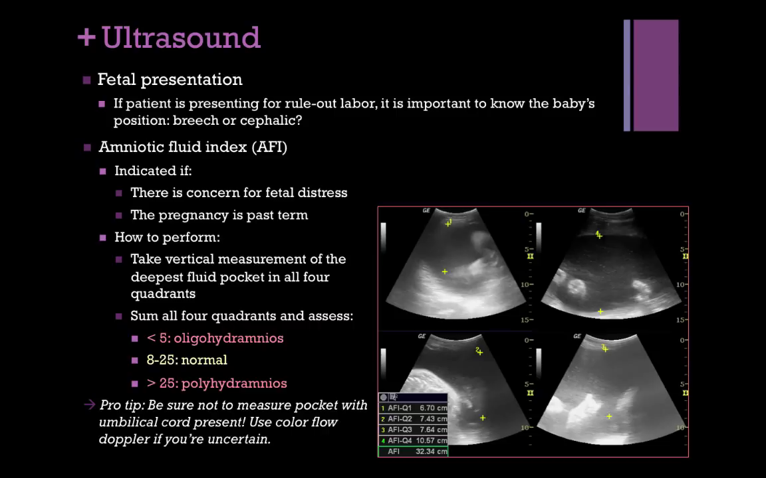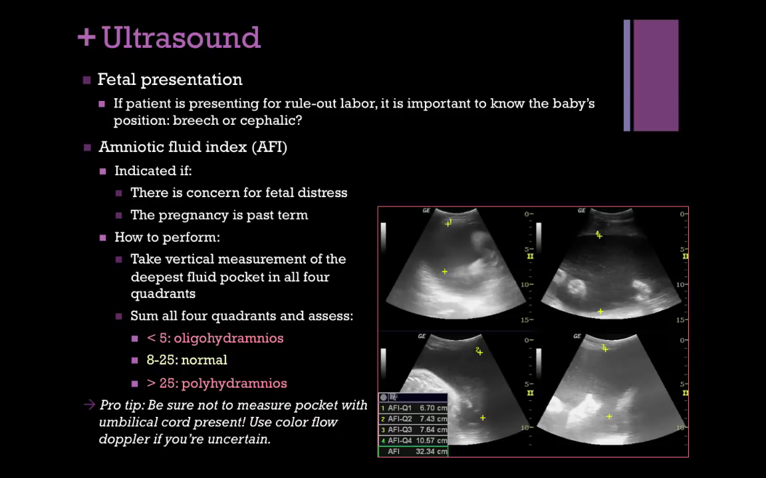So this is normally used if there's signs of fetal distress on the fetal heart tracing, or the pregnancy is past term. Also, it can be used to assess if the contractions are determined to be irregular or false labor. Sometimes that's a sign of dehydration, and so we want to check the maternal amniotic fluid index as well, just to check that baby has enough fluid if mom's dehydrated.